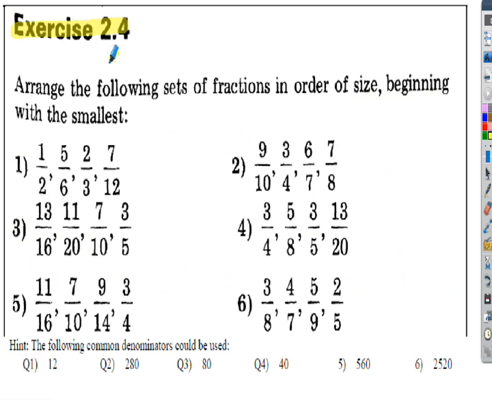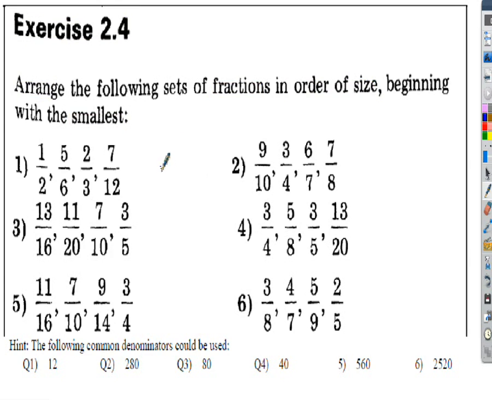Exercise 2.4. We're asked to arrange the following sets of fractions in order of size, beginning with the smallest number. So what we find here is each of the fractions has a different denominator, so we'll have to find the lowest common denominator, and we'll have to write all the fractions in terms of the lowest common denominator and arrange them in order. I'd encourage you to start the presentation and attempt this exercise. It's good practice in finding the lowest common denominator and also factoring up fractions.